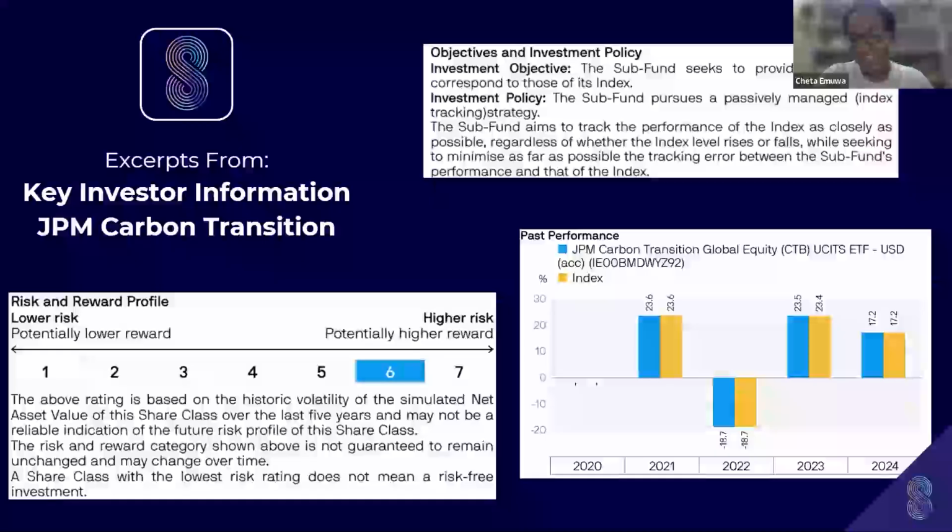This one, as you can see, because it is slightly higher risk, you're looking at historical returns that are in the 23% to 17% range. Again, like you see in 2022, the markets didn't do well. That was the case for most funds and most ETFs. But as you can see, the markets rebounded and are back in the positives in 2023 and 2024.